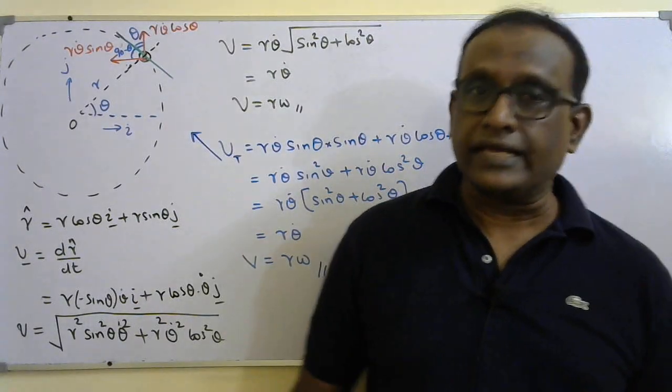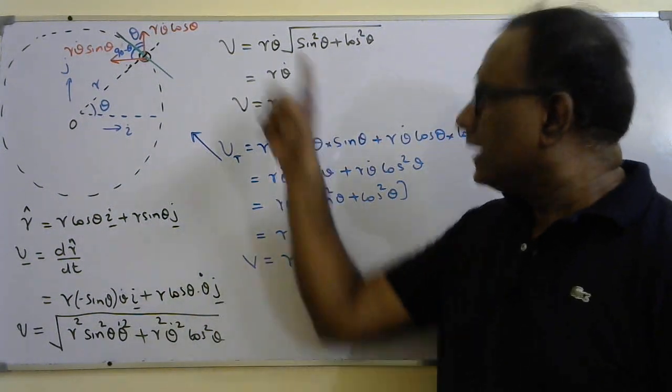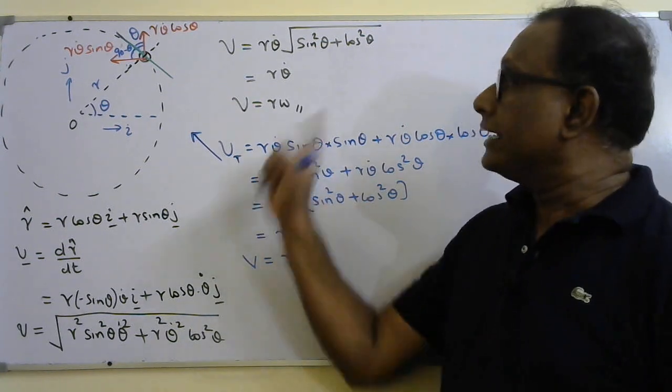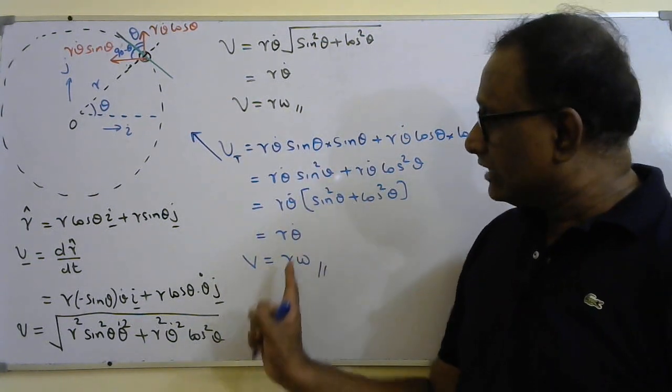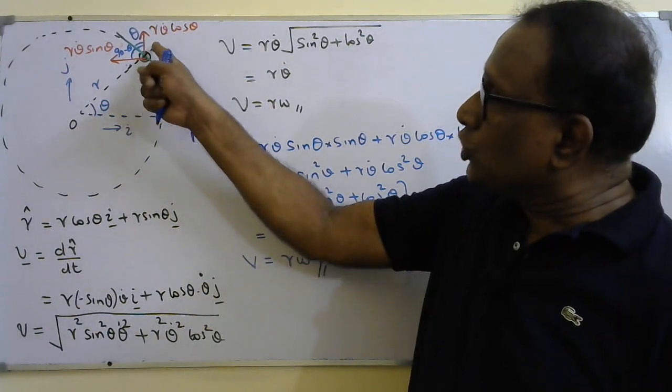Velocity along the tangent, we know that, which is r omega. We already learned that in physics. So here, in terms of polar coordinates also, we are getting the velocity along the tangent equal to r omega. Okay, what could be the velocity towards O?